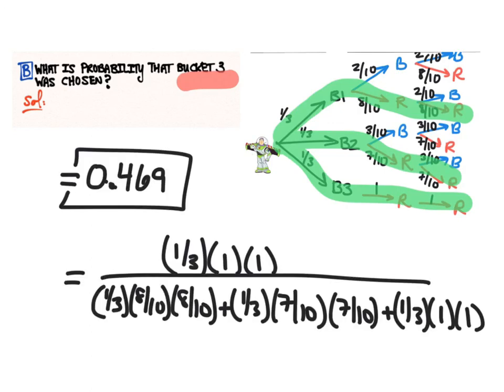And when you do that out, you'll get a probability of 0.469. And it makes sense that it's more likely for Buzz to have chosen bucket 3 if he got 2 reds, because bucket 3 is almost going to guarantee you 2 reds. All right? So it's definitely logical that it's more likely for him to have chosen bucket 3.